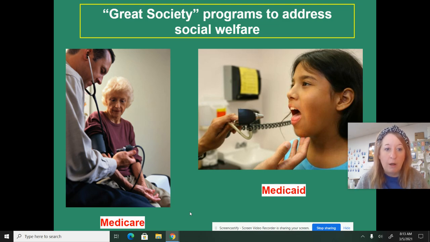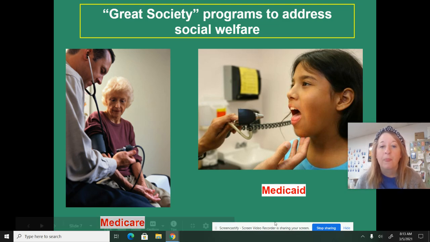To give you guys just a couple modern day statistics, approximately 60 million Americans take advantage of Medicare today. And as a result of this program, the number of senior citizens that were living under the poverty line decreased because of the health insurance provision.